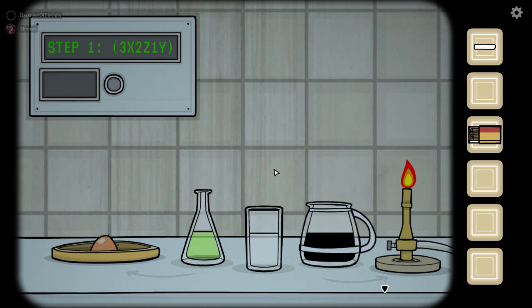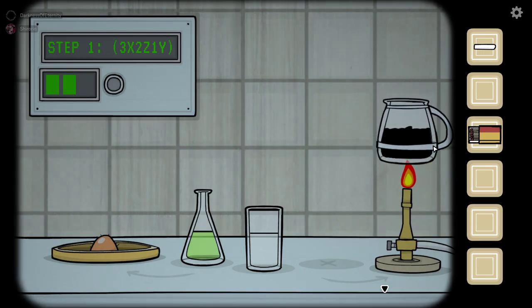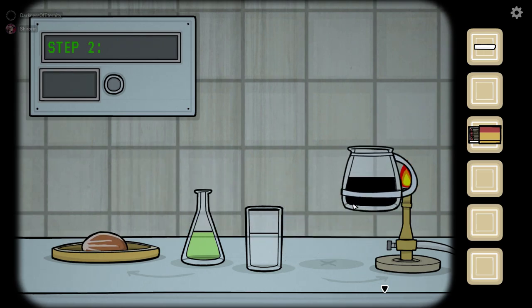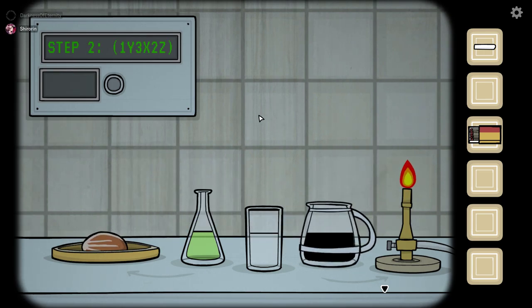Coffee missing? Water missing? Okay, code 3X2. Okay. Z1Y. Okay. Add the liquids in the following order. Normal acid. Okay. Normal water. And then hot coffee. Okay. 1Y. 3X. 2Z.